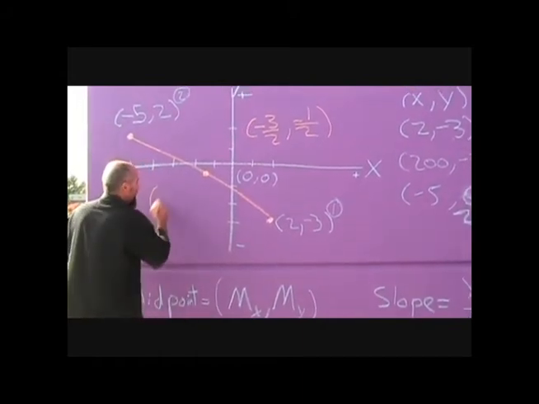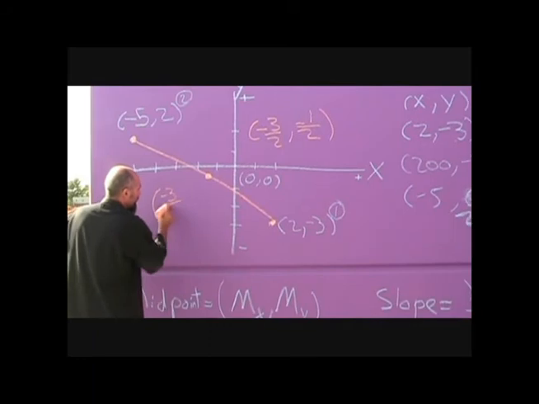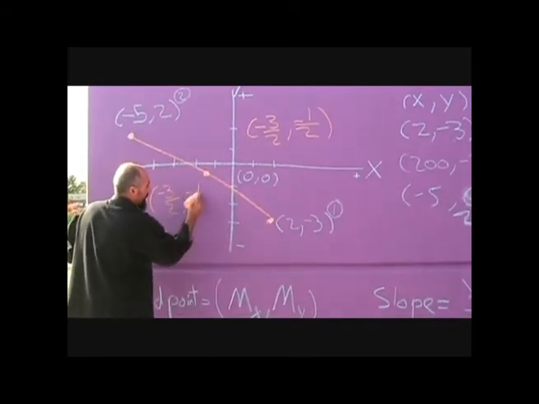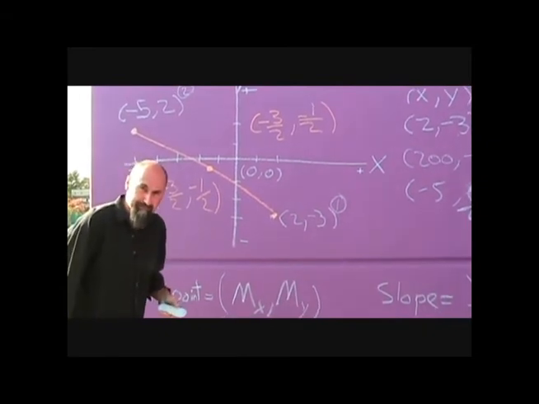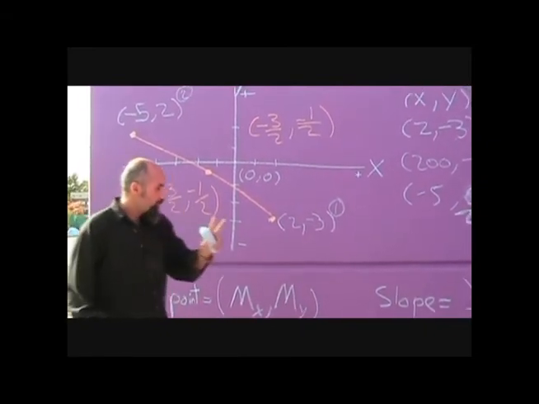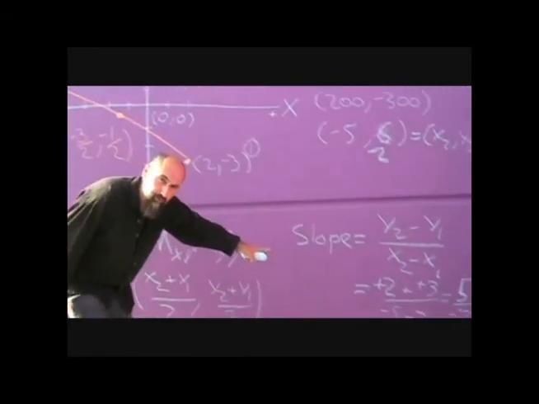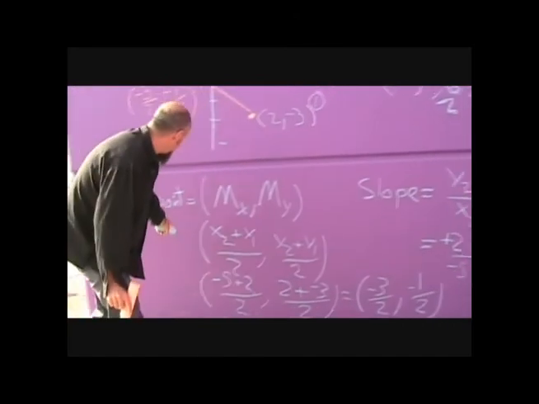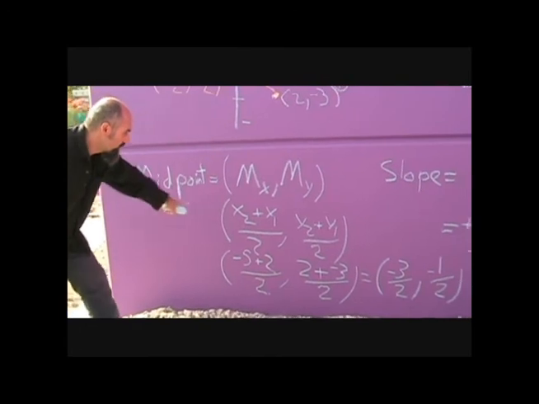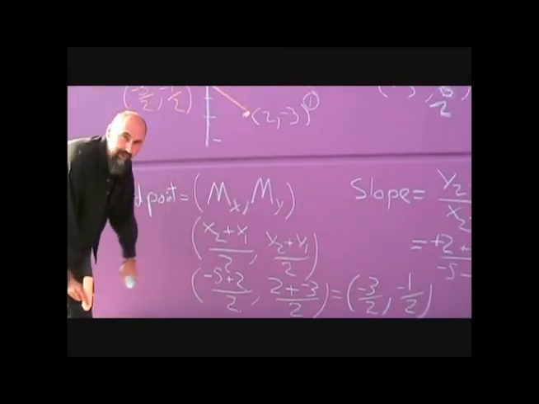So we just found the midpoint of a line. Okay, easy. Two things. The slope, super important. And then you have the midpoint, which is just the average between the x's and the y's.